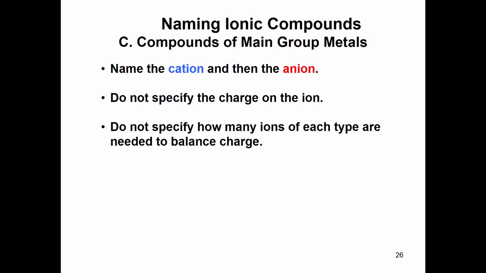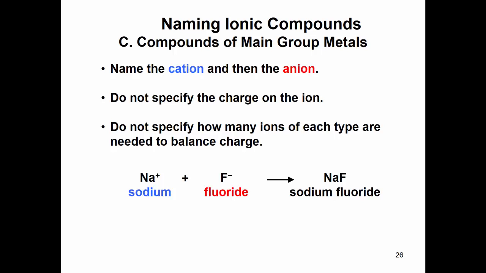The most common mistake that I see is that once we learn all the different classes of naming, students will try to add too much to this name, and they'll start bringing in other things from different ways of naming instead of just keeping it simple. So this is the simplest one. You name the metal, you name the non-metal, and you end in IDE.